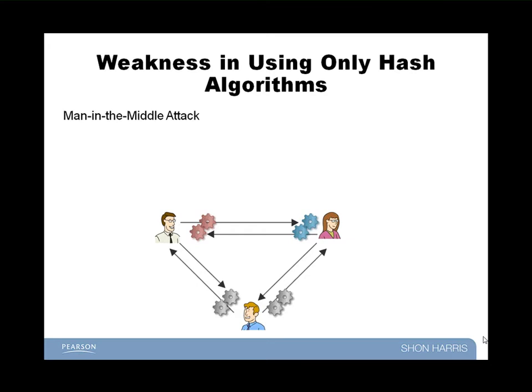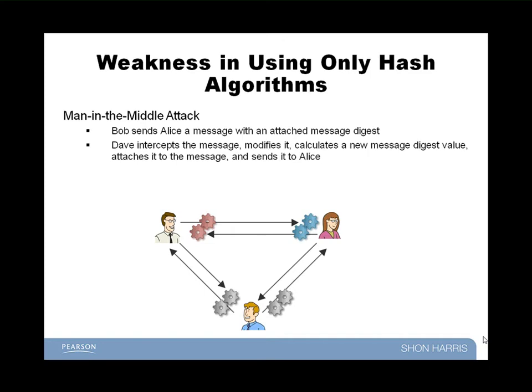So let's look at how these types of attacks would take place. We have Bob at the top and Alice at the top on the right-hand side, and below is Dave. So Bob and Alice are communicating, and Bob writes a message to Alice. He puts the message through a hashing algorithm and comes up with a message digest value. So he writes Alice a message, attaches the message digest value, and it goes over to Alice.